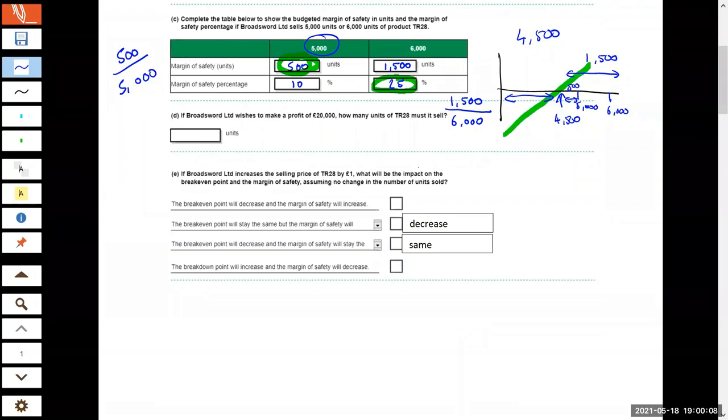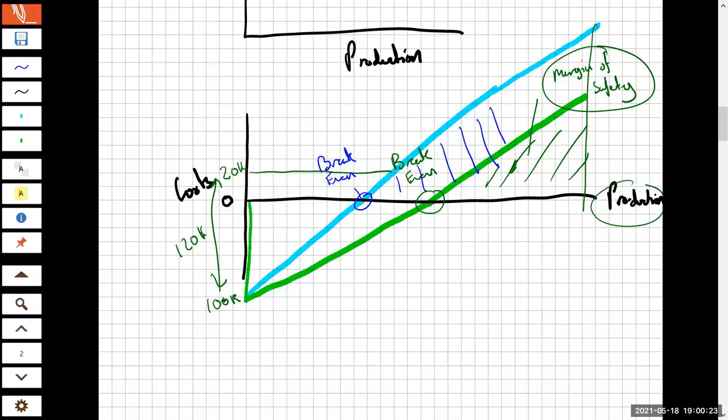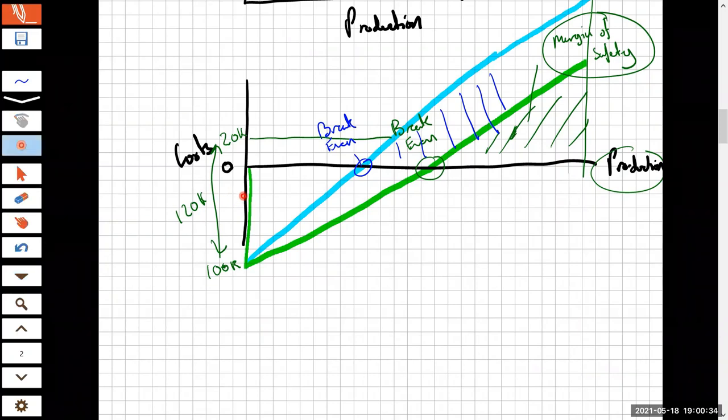Broadsword Limited wishes to make... how did you get 500? Yeah, certainly. Of course, Shelley. I'll go back to one of my other examples. Were you with us for this, Shelley, when we were talking about starting off with your fixed costs? Start off with your fixed costs, you take them off. Yeah, okay, you were here. You take off your fixed costs, so it gets you down to here, and then you increase at a certain rate.